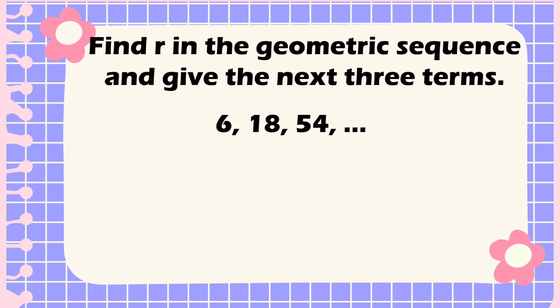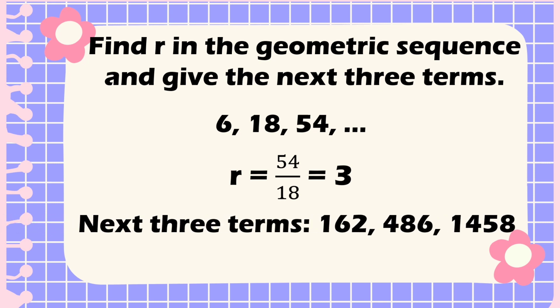In order to get R, we need to choose any two consecutive terms from the geometric sequence and divide them from right to left. Suppose I will choose 18 and 54. So from right to left, we will divide the two terms. R equals 54 divided by 18, and that is equal to 3. So the next three terms are 54 times 3 is 162. 162 times 3 is 486. 486 times 3 is equal to 1458.